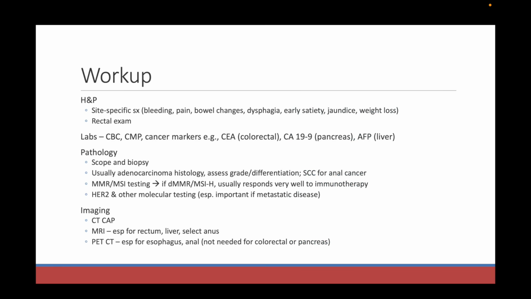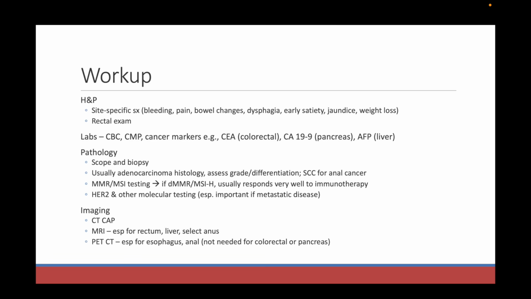So if you think about all the sites that are covered in GI, we have obviously our upper GI, and then we have lower GI, and these are totally different beasts. So workup is really specific to the site that we're treating. You always want to ask site-specific symptoms in your history, whether they've had bleeding, pain, bowel changes, dysphagia, early satiety, jaundice, weight loss. For rectal and anal, you always want to do a digital rectal exam.